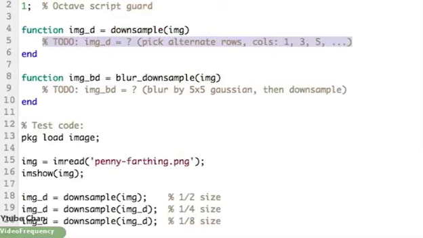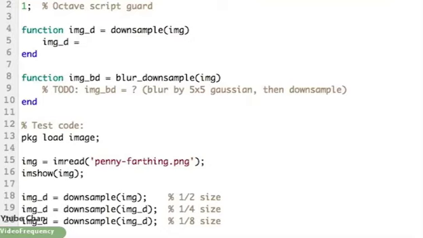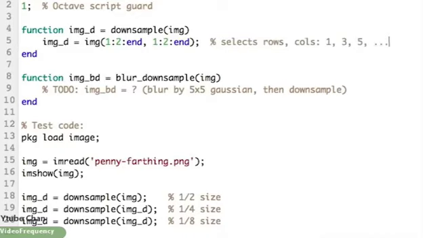The first one is very easy. Octave and MATLAB make it really trivial to specify indices repeating at a given step. In this case, we would like to start with row 1, step 2, and till the end. Exactly the same for columns. This selects rows and columns 1, 3, 5, and so on.